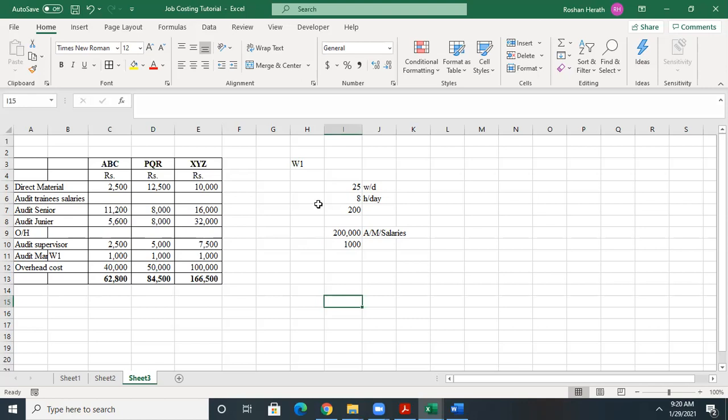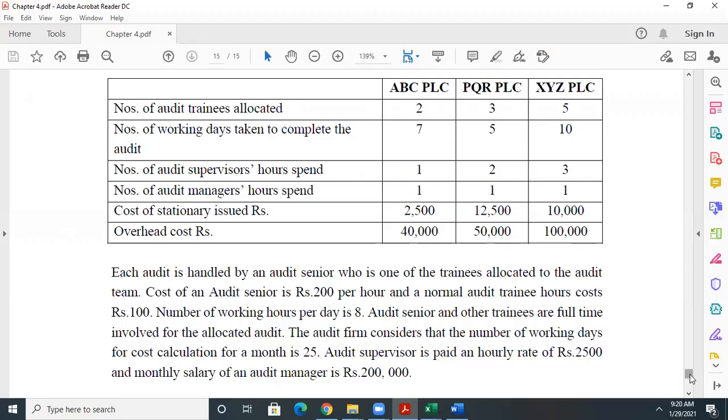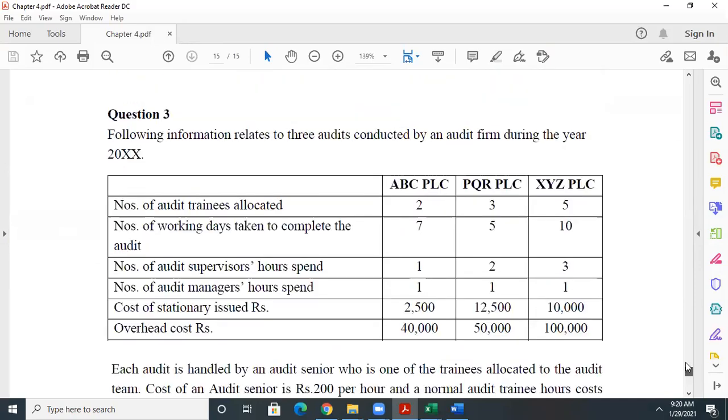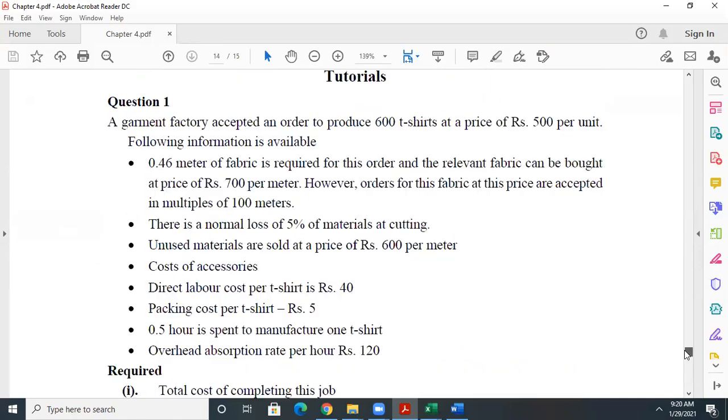Okay, then for the day, that's it. We have discussed all the 3 questions, nothing is left over. In the next class, we'll be starting an important topic. It's about process costing. So make sure that you participate and get the required learning.